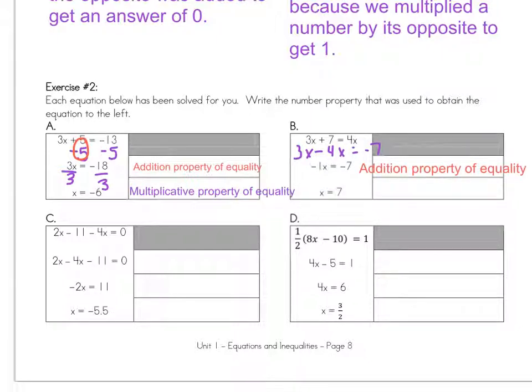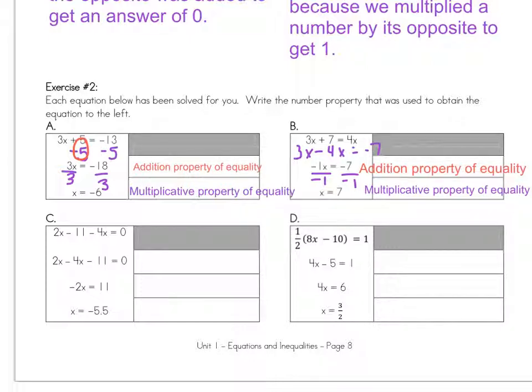Okay, now moving on, in the last step, we can see that we needed to get x alone, and it was actually being multiplied by negative 1. So let's divide both sides by negative 1, and we end up getting the final answer of x is equal to 7. So again, you guessed it, this is the same thing as in part A, the multiplicative property of equality is being used here. Okay, great, let's move on to C.